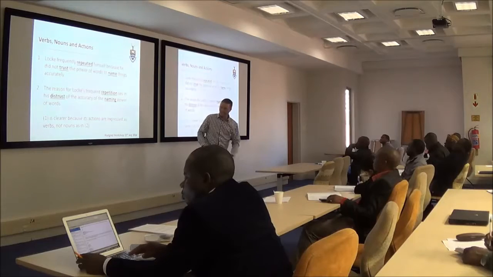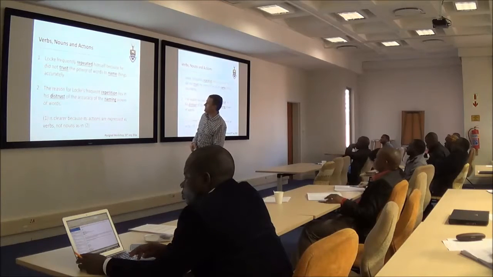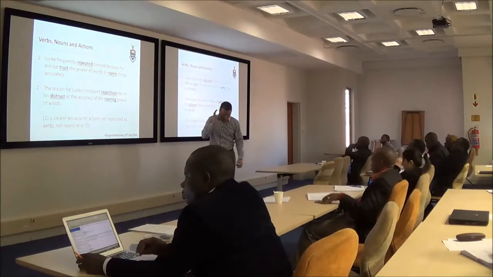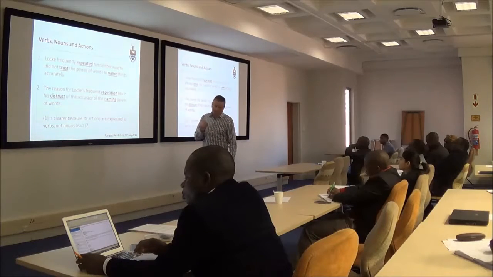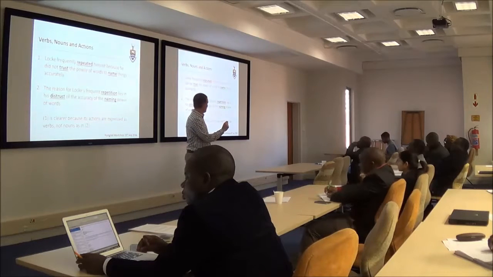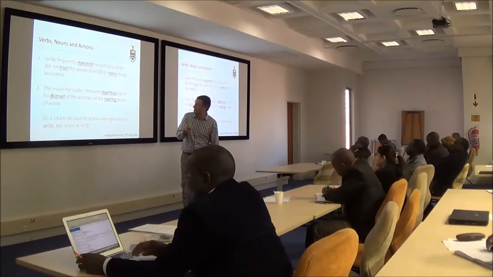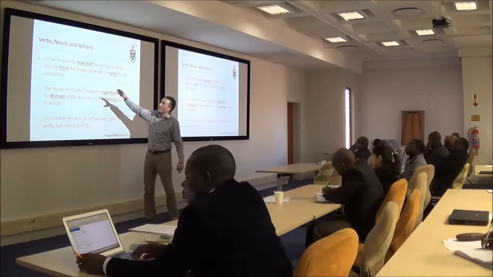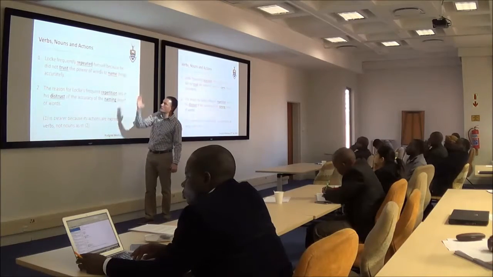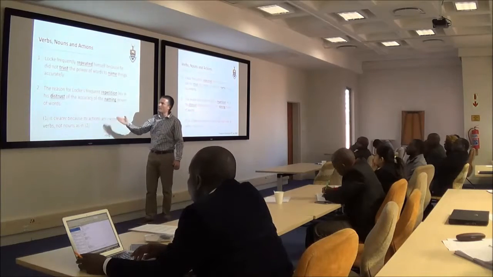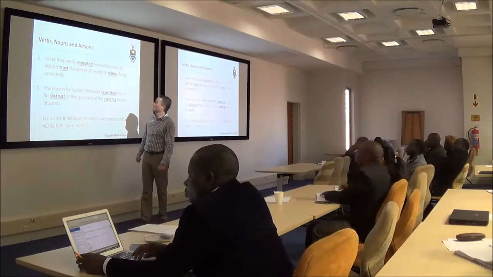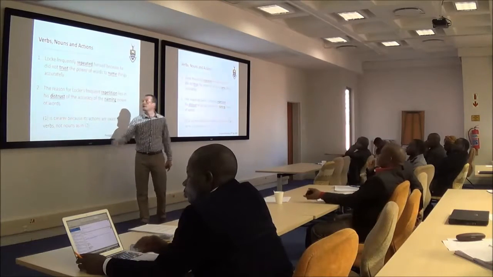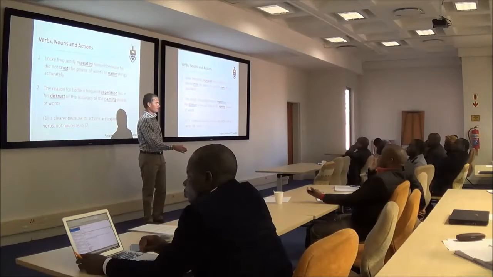Verbs, nouns, and actions. Okay, so a little bit more complex here now. I spoke earlier about the nominalization of verbs, right? And this is when we turn a verb into a noun. So, look at the two examples. Locke frequently repeated himself because he did not trust the power of the words to name things accurately. So, repeat, in the past tense, repeated, that's a verb. Trust, it's a verb. And name, it's a verb.